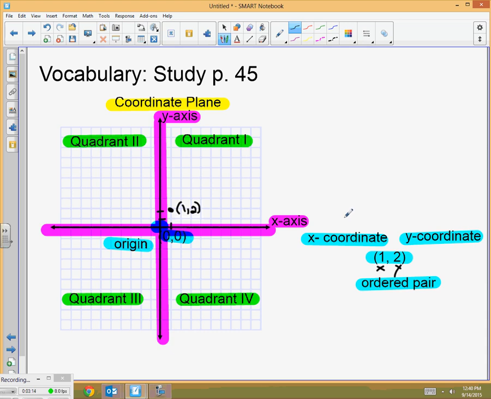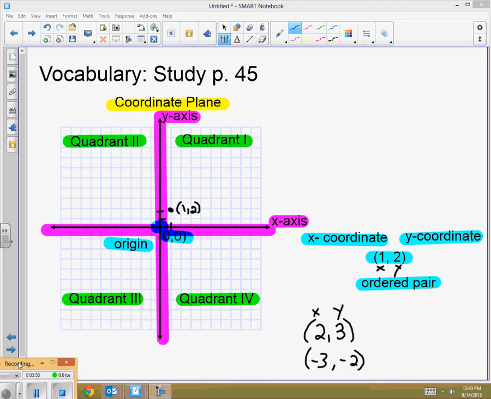And I'd like you to try to graph the points (2, 3) and the other one I'd like you to try is (-3, -2). Okay, just so you know, the right-hand side is positive, the left-hand side is negative. The upper half is positive and the lower half is negative. Go ahead and try to graph these ordered pairs, and we'll check it tomorrow in class. Pause the video now and try plotting those points.